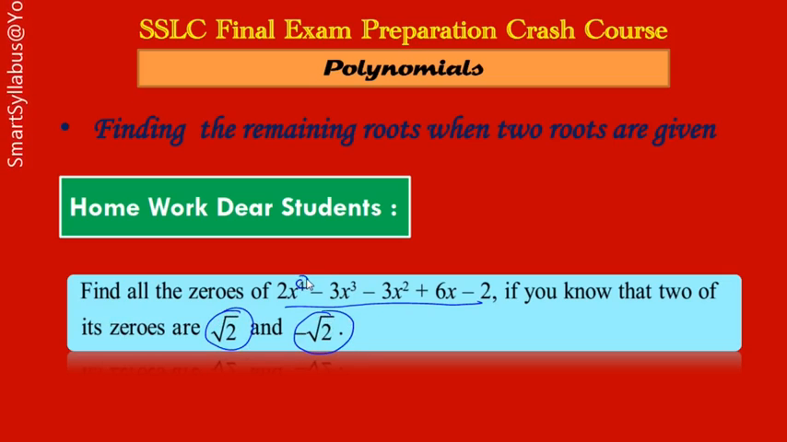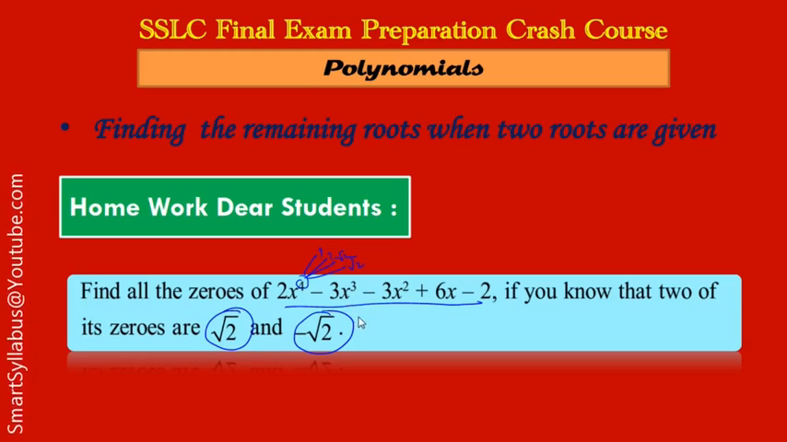Because the highest power is 4, it has 4 roots. Out of that, root 2 and minus root 2 are given. You have to find the remaining zeros. The method for that we discussed in the previous 2 videos. We are discussing the same thing, how to solve these sums. So I hope from both the previous videos it is more clear for you. Now attend this sum, get the values of those two roots, and without fail mention them in the comment section. I'll be waiting for your answers, right?